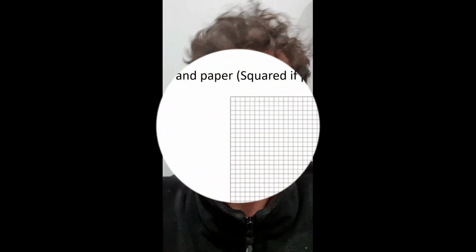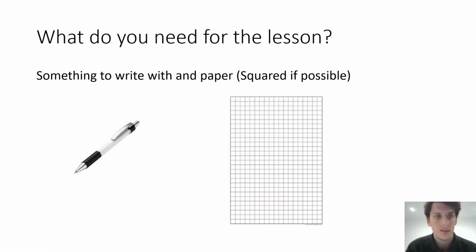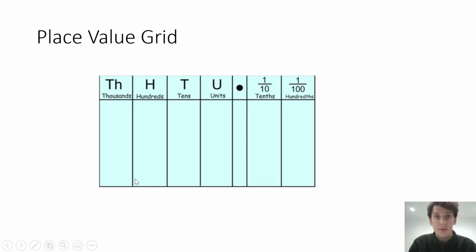Right. The time has come for our lesson on percentages. Let's go! Right, so what are you going to need for the lesson? You're going to need something to write with and paper, squared paper if possible, but if you only have lined paper or blank paper, that is absolutely fine. And then you are also going to need a place value grid, like so, which you can find on the Year 5 section of the online learning on the Grange website. Again, as I always say at this point, if you do not have these things, please pause the video, go and get them as they are very important for today's lesson, and then press play when you are ready to continue.